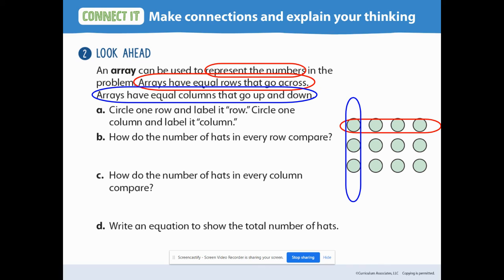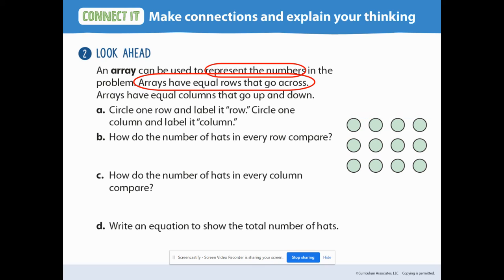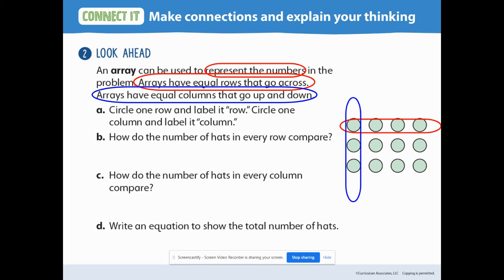So a row goes, let me do that again. Arrays have equal rows that go across. They also have columns that go up and down. Do you see my red matches with my across and my blue matches with up and down? It says circle one row and label it row. Okay, I circled a row. Now circle one column and label it column. So I circled a row and labeled it row, and circled a column and labeled it column.